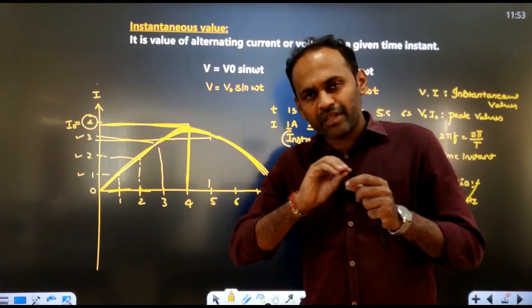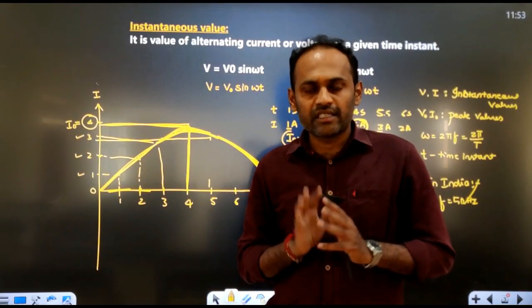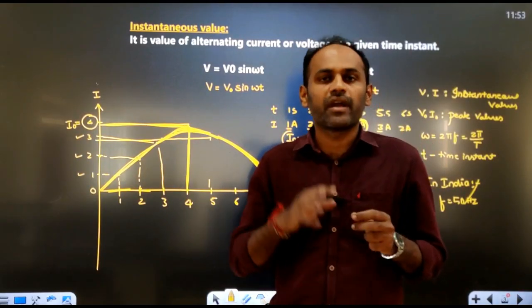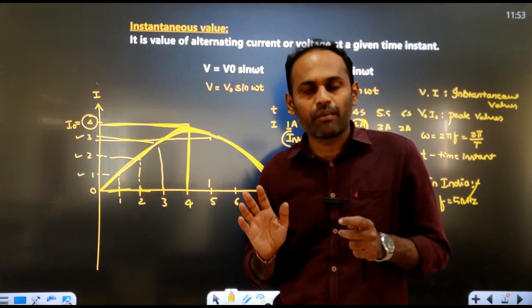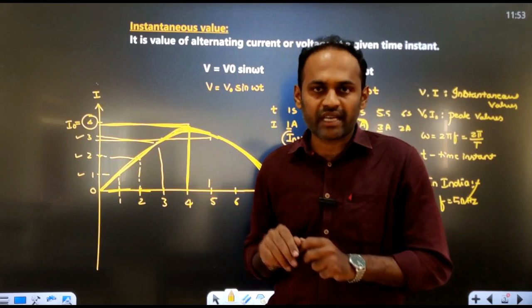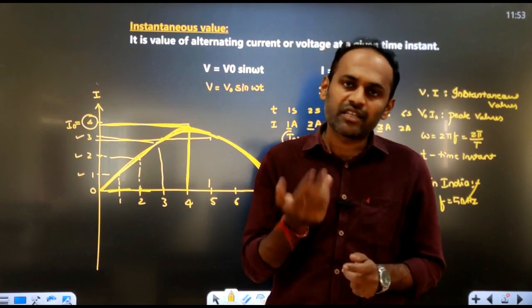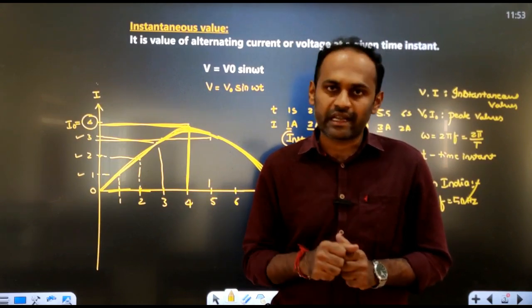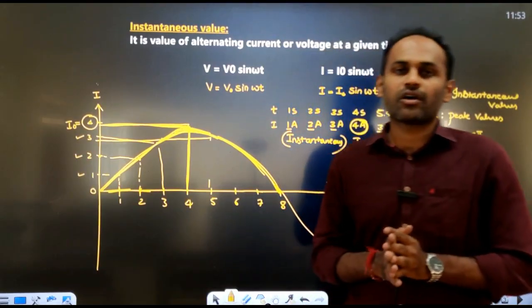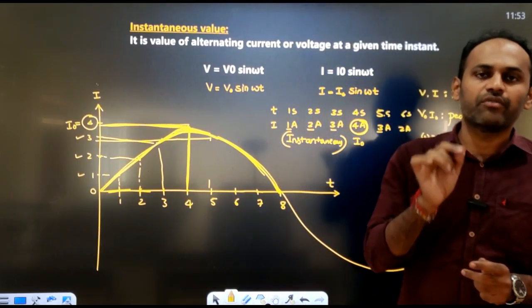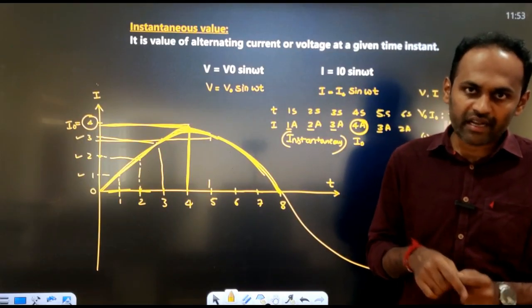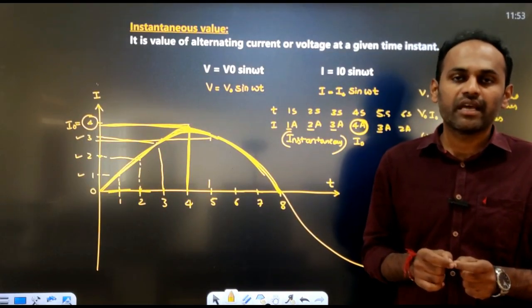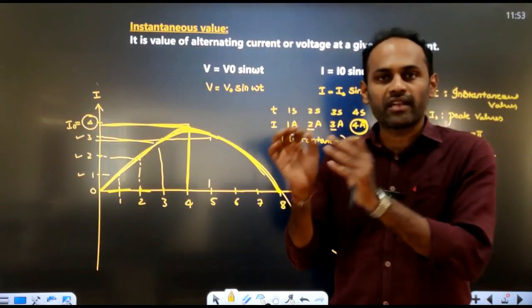If at every time the current is the same, like in DC, where we have 1 ampere at 1 second, 1 ampere at 2 seconds, 1 ampere at 3 seconds, 1 ampere at 4 seconds. If it is the same at every second, at every time instant, then there is no need of taking a concept called instantaneous. So the instantaneous concept comes when the value is changing every second, then you have to take instantaneous values, right? So instantaneous current means it is the current at one particular instant of time.